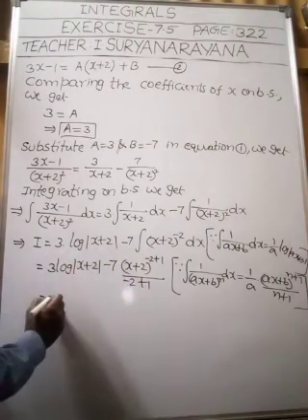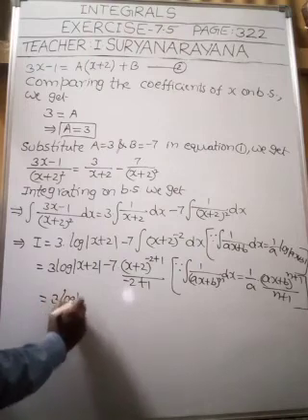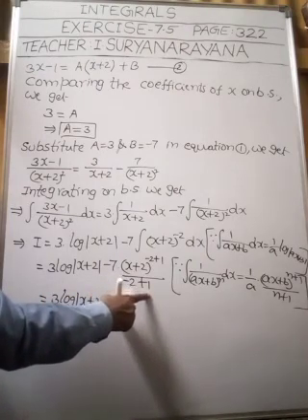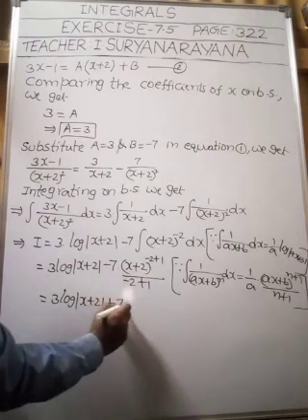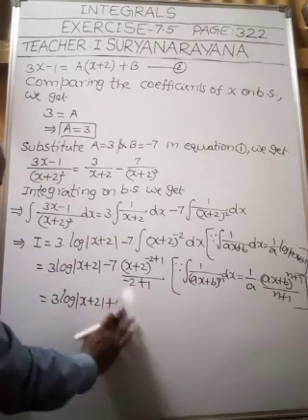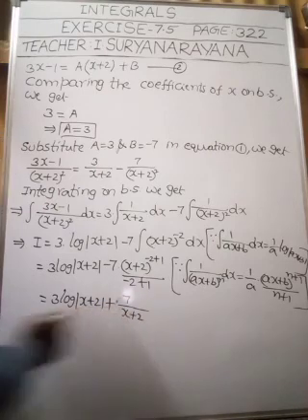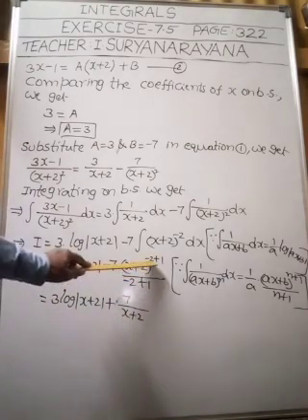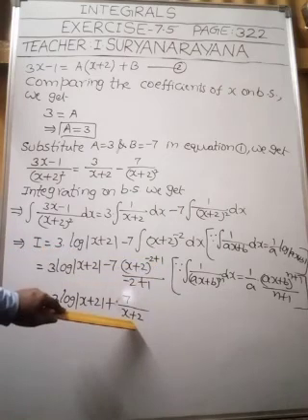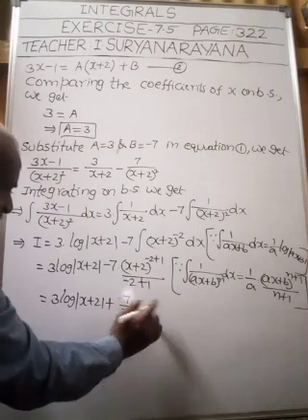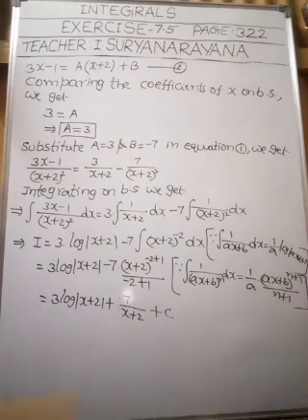Let us simplify the terms. 3 log mod (x plus 2). Here we get minus 1, so minus times minus is plus: plus 7 by (x plus 2), because we get (x plus 2) whole power minus 1, which can be written as 1 by (x plus 2). Okay, my children. Plus c. This is the last step; directly I am writing plus c. Okay, my children. Understood? Right.